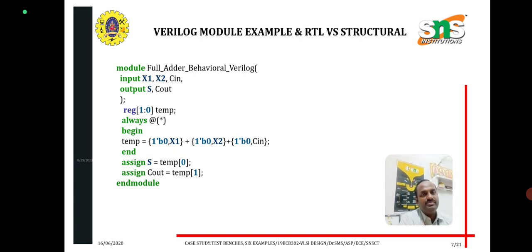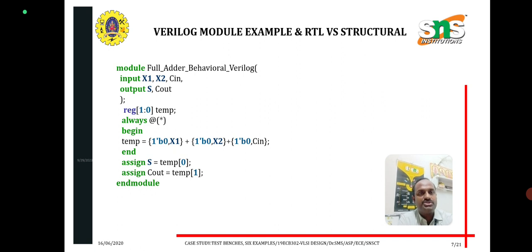The module full adder behavioral Verilog has inputs x1, x2 and c in, and outputs s, c out. Register [1:0] temp means the register value is 2 bits, and always at hash we use the begin. Temp is equal to 1'b0 plus x1, x2 plus c in. Again assign s is equal to temp of 0, so we create a temporary value of 0, and again a temporary value of 1.